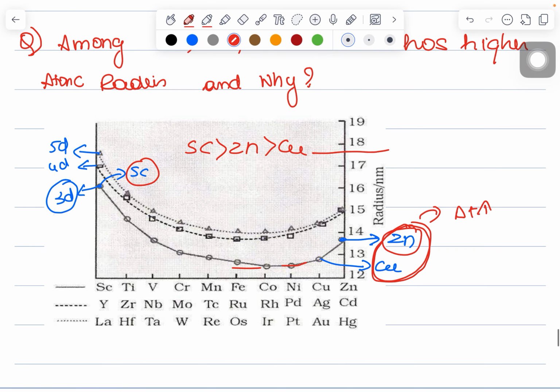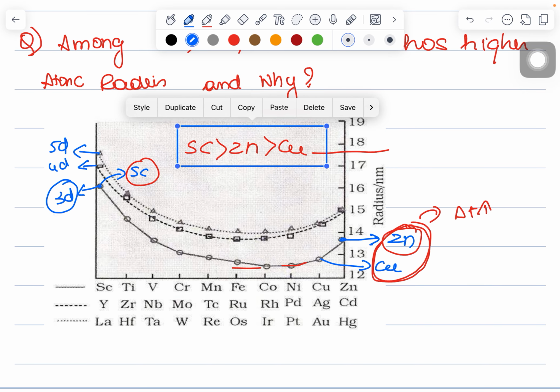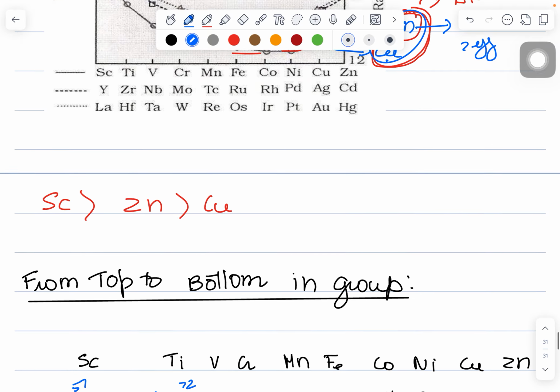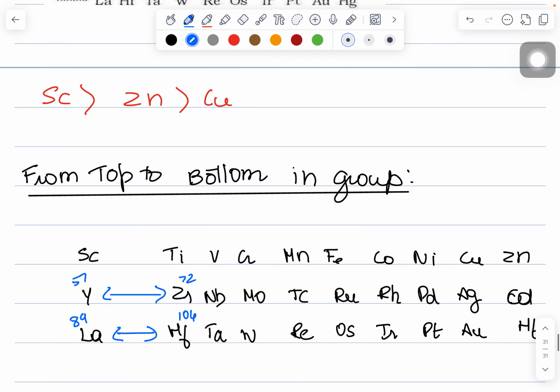So this question may appear, it has appeared, I am not sure in which paper, but this has appeared. So among scandium, zinc and copper, scandium has the higher atomic radius, then zinc, then copper. And why do zinc and copper have a smaller atomic radius? Because they have a fully filled electronic configuration, and the Z effective is very high. So this is about along the period.